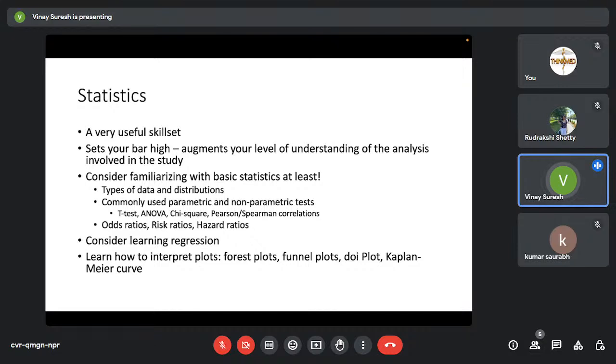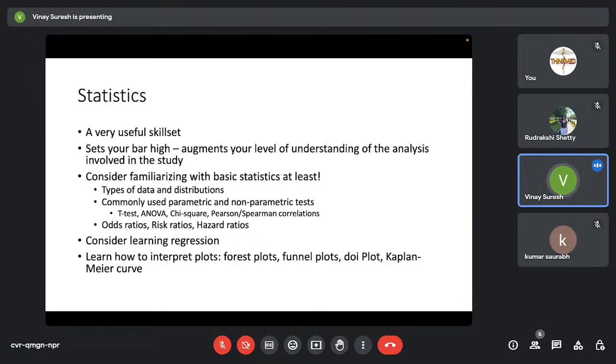So what does this mean? Understand the different types of data, ordinal, continuous, and the different types of distributions, T distributions, Z distributions. What are the commonly used parametric and non-parametric tests? T-test, ANOVA, chi-square, Pearson and Spearman correlations, Wilcoxon tests. And what do things like odds ratios, risk ratios, hazard ratios mean? It's very important that you understand these things. This is the basics of research.